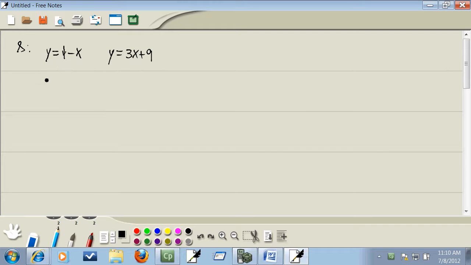Now, if it's in slope-intercept form, which this one I could very easily write that way, negative x plus 1. If you've got them in slope-intercept form, then the number at the end is your y-intercept. So this one, my y-intercept is 1, and your slope is negative 1. You want to write it in fraction form, so it would be negative 1 over 1. This one, my y-intercept would be 9, and our slope is 3, and you want to write it in fraction form, so I'll put it as 3 over 1.